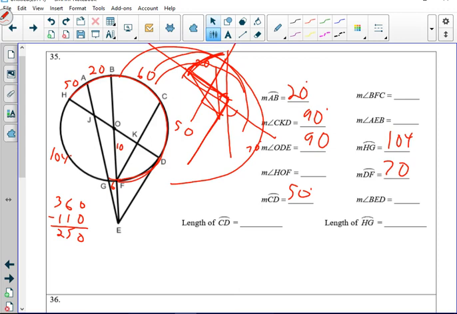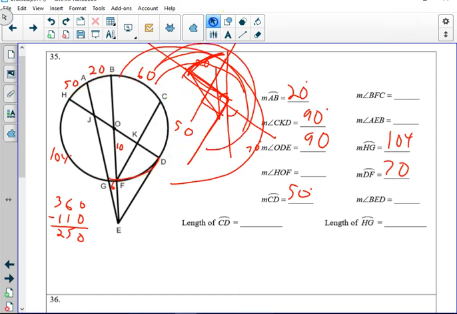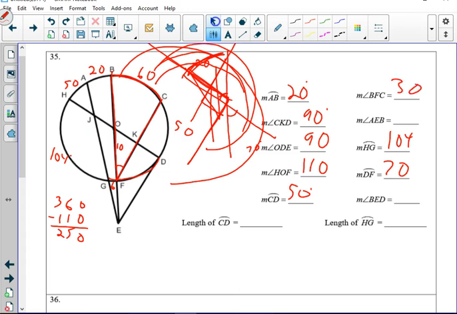Oh, sorry. I'm done with arcs, aren't I? HOF is inside HOF. So that's 104 plus 6. So that's 110. I'm doing angles. Gotta pay attention. I'm doing angles. BFC. Well, this is 60 degrees right here. But since this is an inscribed angle, we do half of it, which is 30.